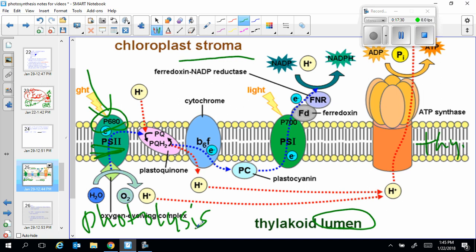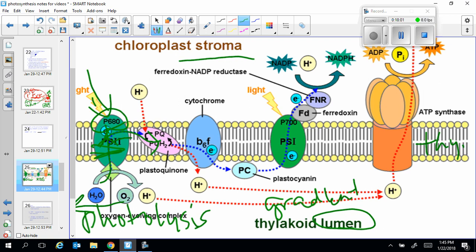When you split it, you get oxygen. That's going to go out. And you have H pluses. This is what builds up our gradient. Then you have 2 electrons, and the electrons go right here to replace the electrons that got excited and went to the electron acceptor. So as light comes in, 2 things are happening. Water is split, and electrons are lost from chlorophyll. The electrons from the water splitting replace the electrons that were lost so that photosystem 2 isn't missing electrons.